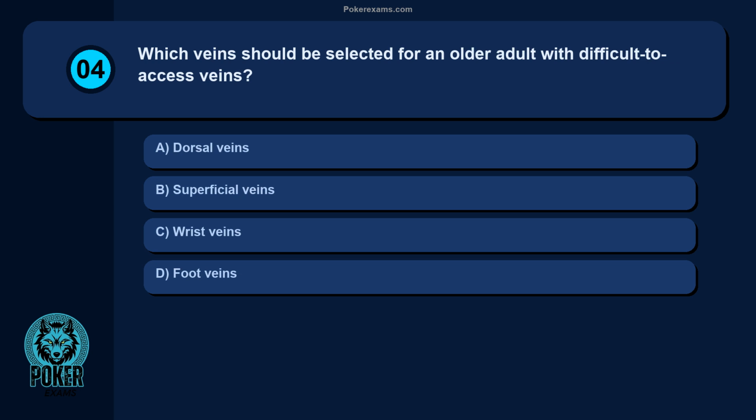Question 4. Which veins should be selected for an older adult with difficult-to-access veins? Dorsal veins. Superficial veins. Wrist veins. Foot veins.